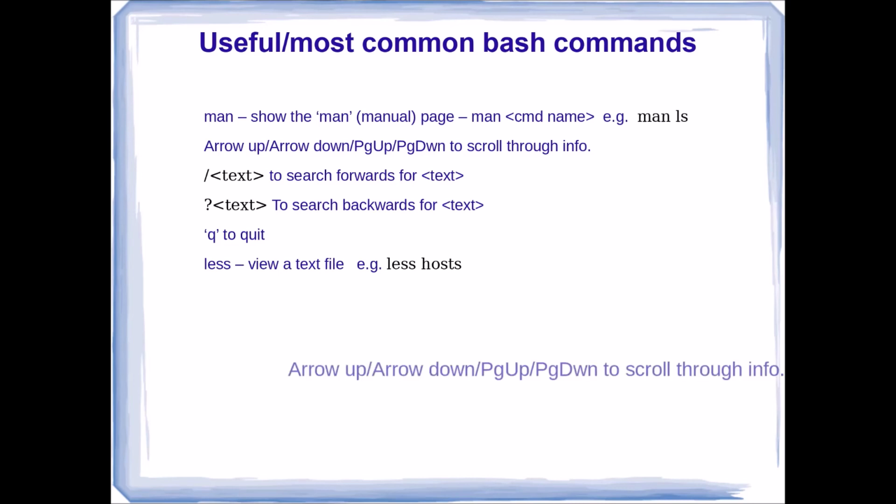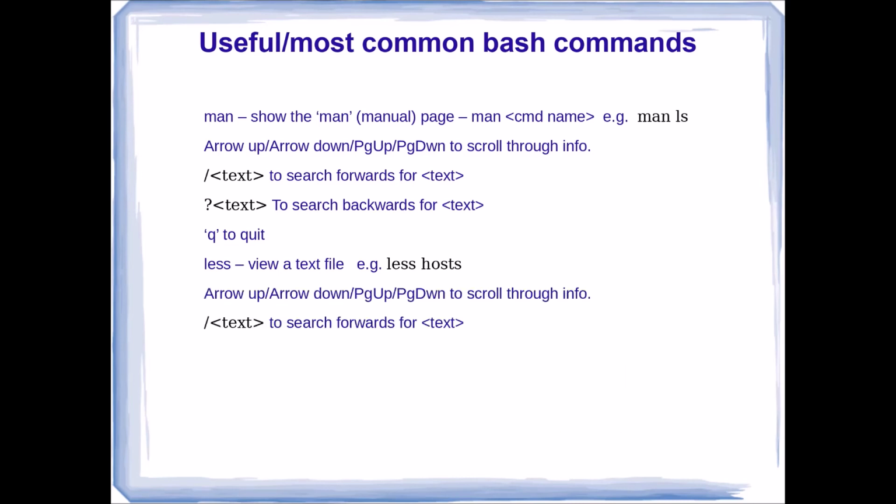So let me get this on here. Sharan had mentioned cat, and cat works very well for putting a text file on the screen, but unless you tell it otherwise, it will put all of it on the screen and you will end up with the last screen's worth on the screen. Less lets you view a text file and search through it, very similar to the man pages. Up arrow, down arrow, page up, page down to scroll through it. / to search forwards for text, question mark to search backwards for text, and Q to quit.